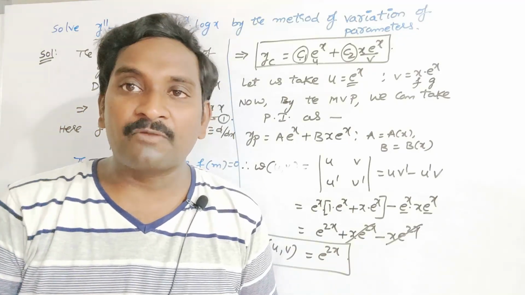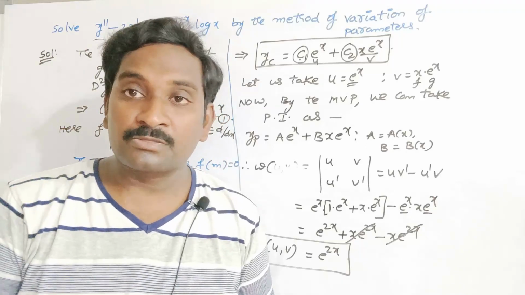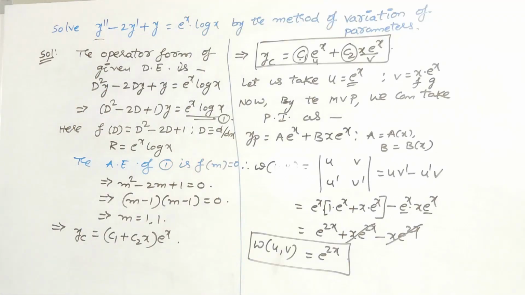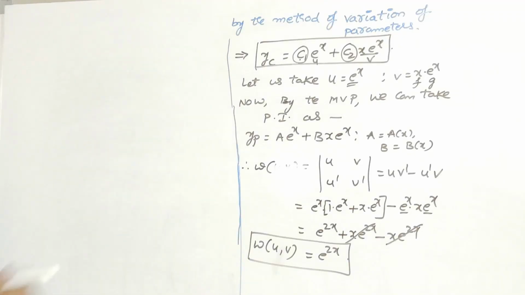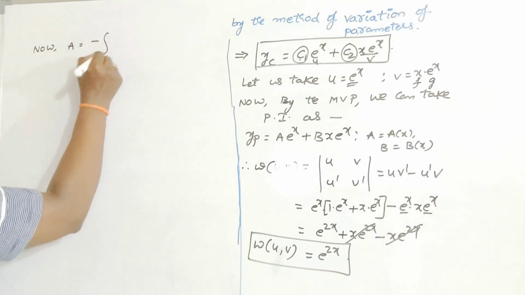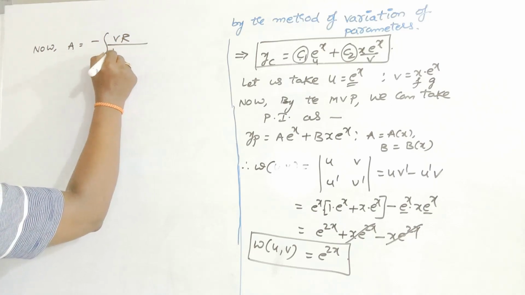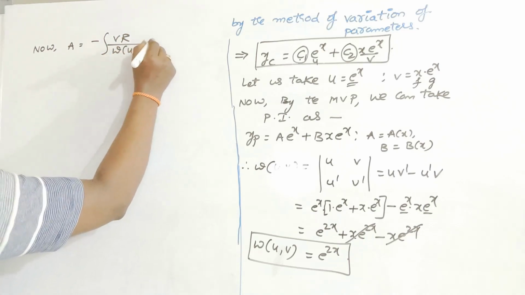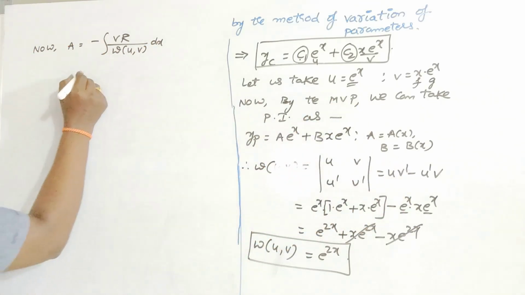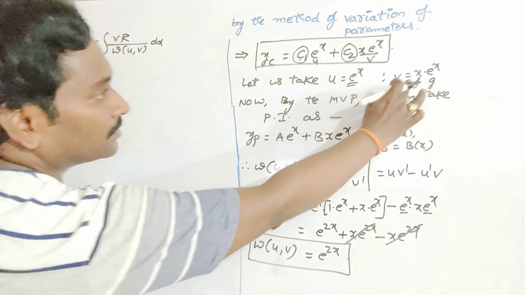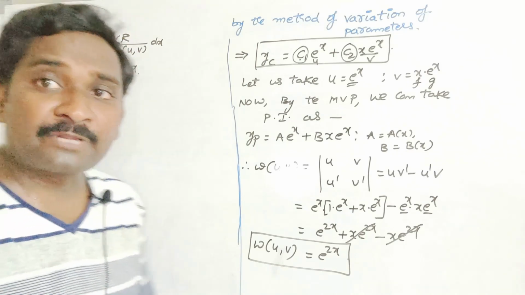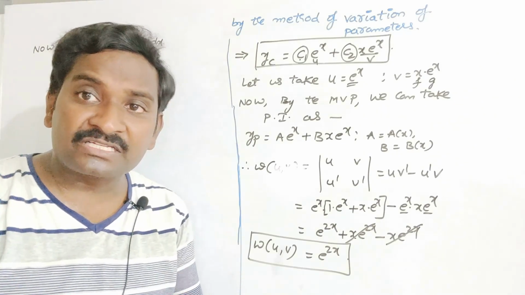Now it is enough to find the values of capital A and capital B. We have separate formulas for A and B, which you already know because we discussed this method in previous sessions also. Capital A is equal to minus the integral of VR divided by the Wronskian of UV, otherwise you can write u v dash minus u dash v in the denominator as you wish. So minus, what is V? x into e power x. What is capital R? Capital R is nothing but the right hand side function in the given problem.